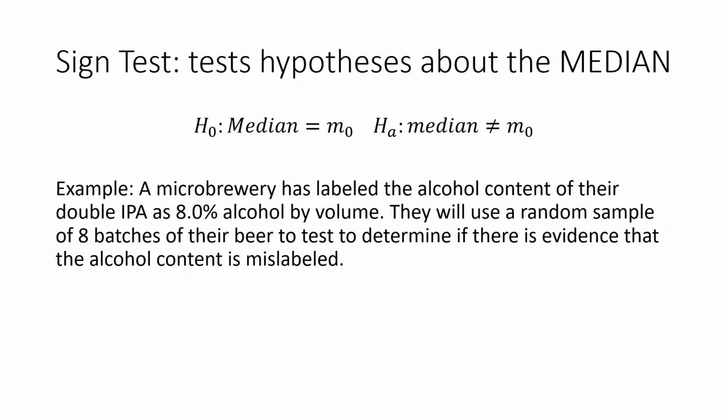For example, a microbrewery has labeled the alcohol content of their double IPA as 8% alcohol by volume. They will use a random sample of 8 batches of their beer to determine if there's evidence that the alcohol content is mislabeled. In this case, the null hypothesis is going to be that the median is equal to 8, and the alternative is going to be that the beer is mislabeled and that the median is not equal to 8.